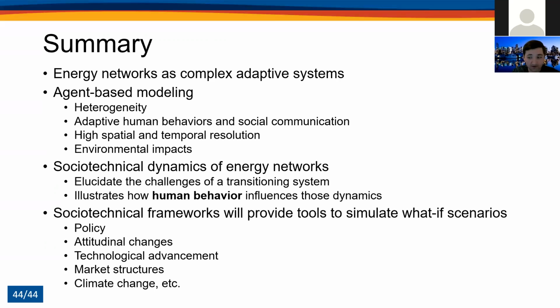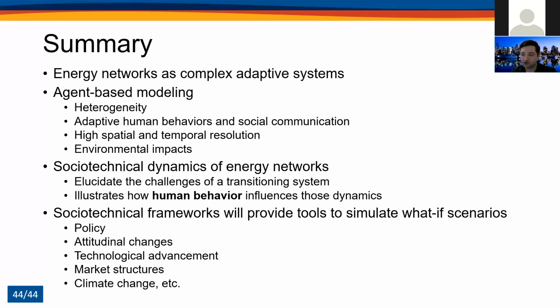We can model environmental impacts. Again, we're talking about this being a very rich and spatial type of modeling methodology, and inherently can tell us what's happening at many scales across Canada. Modeling the socio-technical dynamics of energy networks can elucidate the challenges of a transitioning system. And I got to really talk about that point.